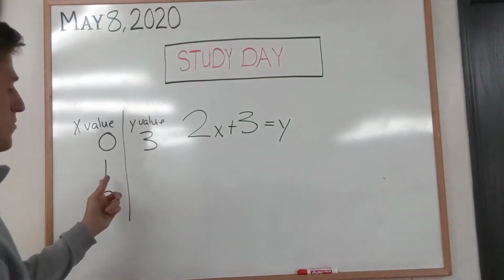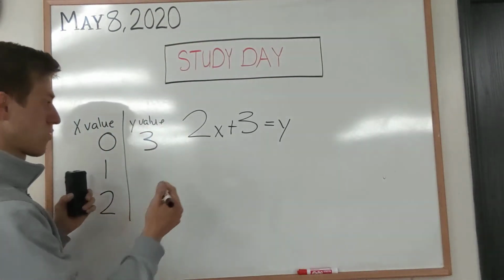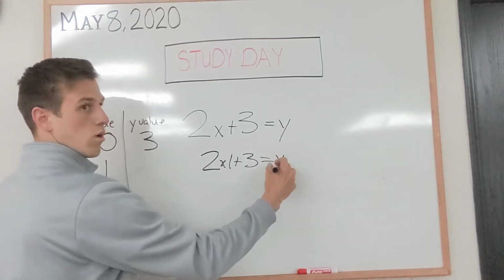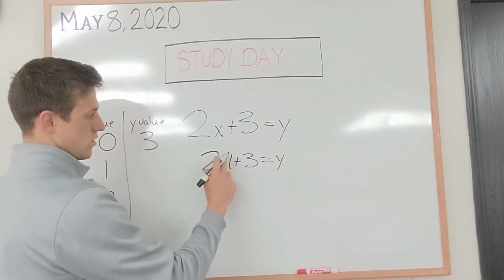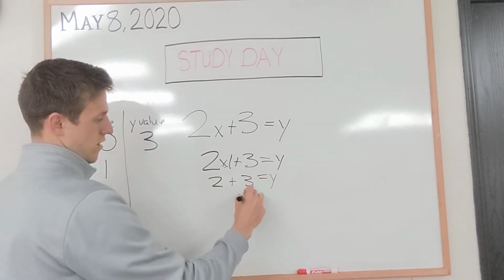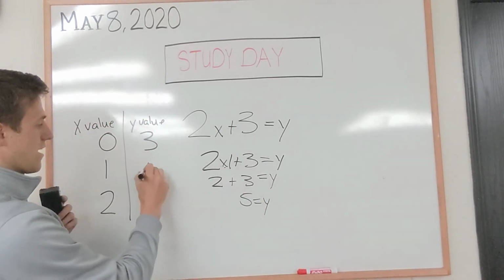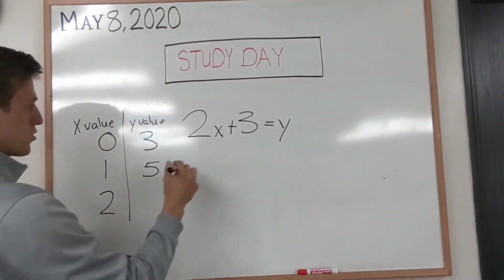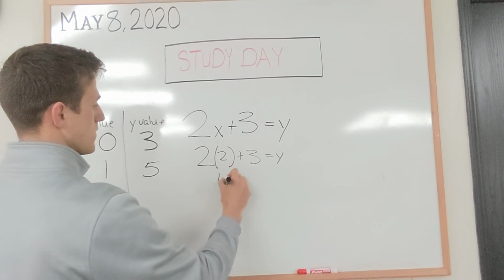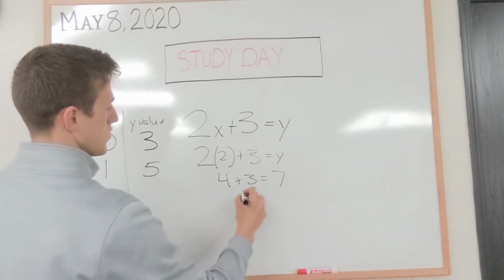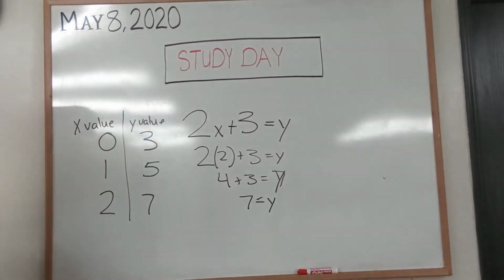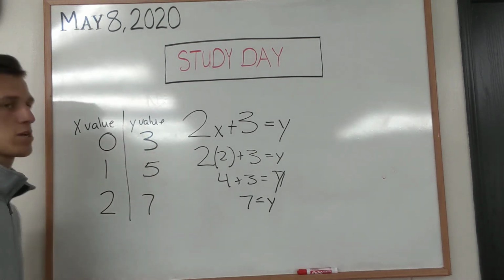Then we do the same thing, but we substitute a different value for x. So we're going to go 2 times 1 plus 3 equals y. 2 times 1 is 2, plus 3 is 5, so 5 equals y. And to solve our last one, we substitute 2. We go 2 times 2 plus 3, 4 plus 3, 7 equals y. All right, then we've solved that, and these are our coordinates that we then place on our grid, all right?